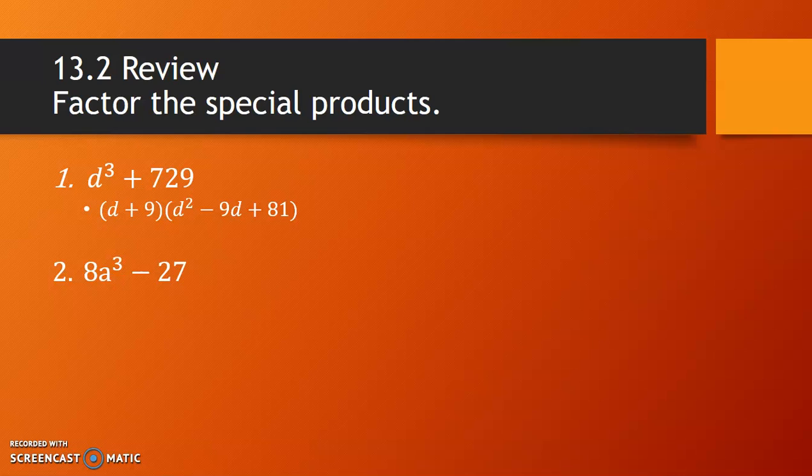For the second one, if you cube root, you should have a 2a and then a 3. This one's a minus sign though, so it changes our signs a little bit. So now I have 2a minus 3, and then 4a squared minus 6a plus 9.